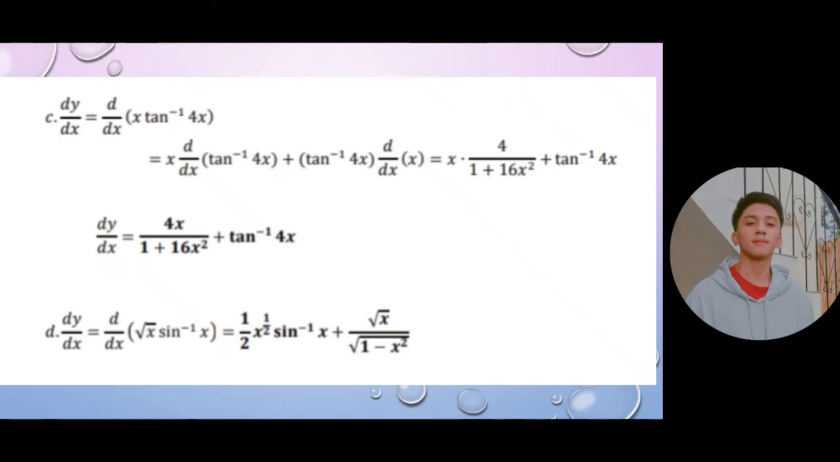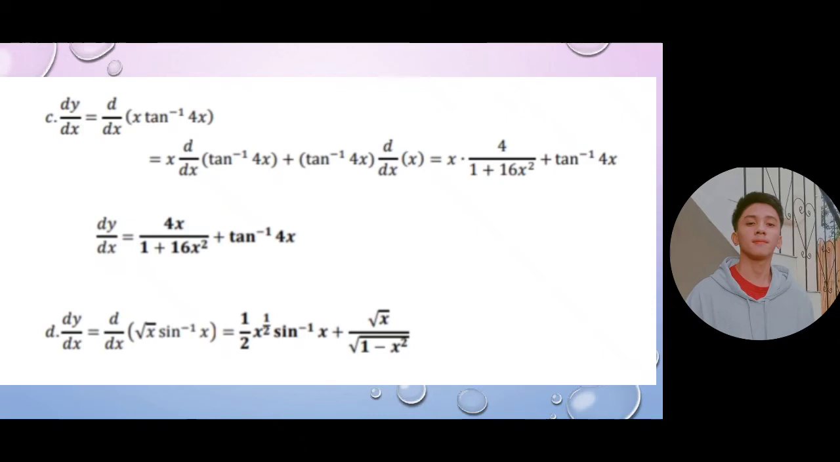So moving on, the second function, tangent raised to negative 1 of 4x, times the derivative of the first function, x, which is 1. So the result is tangent raised to negative 1 of 4x. So moving on, x times 4 all over 1 plus 16x squared is 4x all over 1 plus 16x squared, plus tangent raised to negative 1 of 4x, and that's it for our third example.